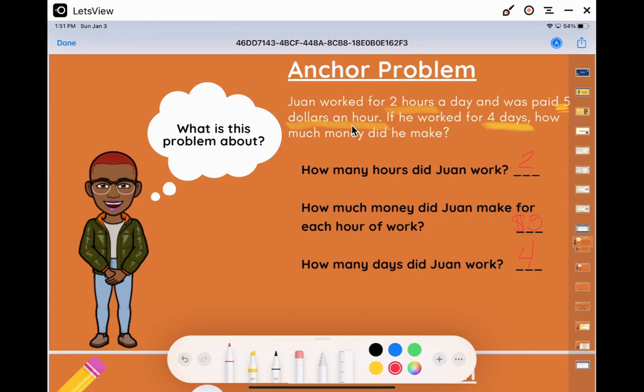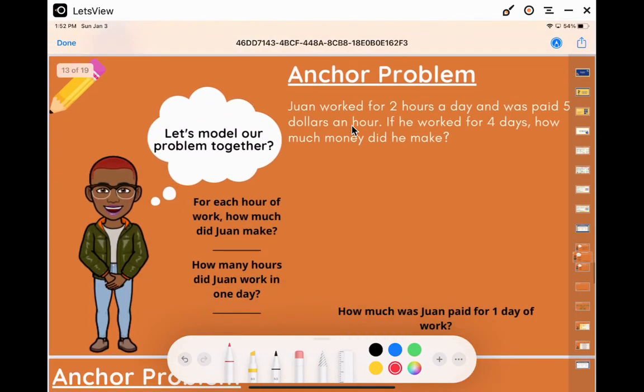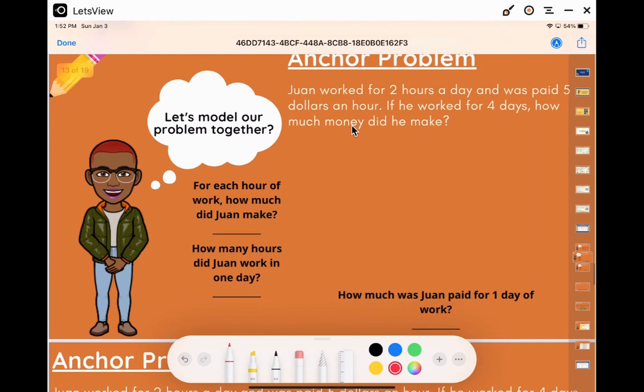All right. Well, it looks like you're ready to solve the problem. Let's get your pencils ready. We are going to model this problem together. And I am actually going to make an array to model this problem. As a reminder, Juan worked for 2 hours a day and was paid $5 an hour. If he worked for 4 days, how much money did he make?